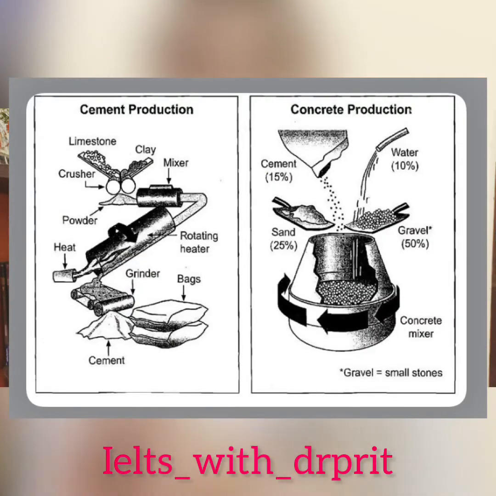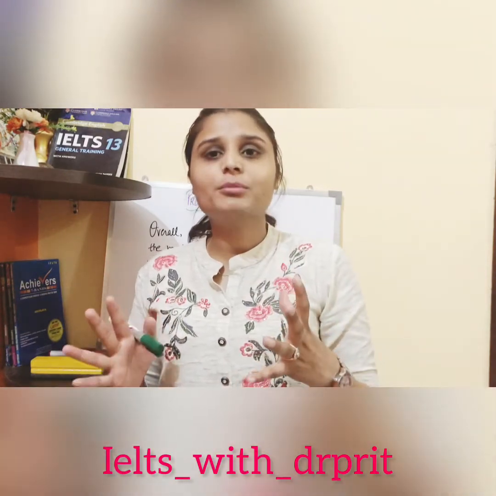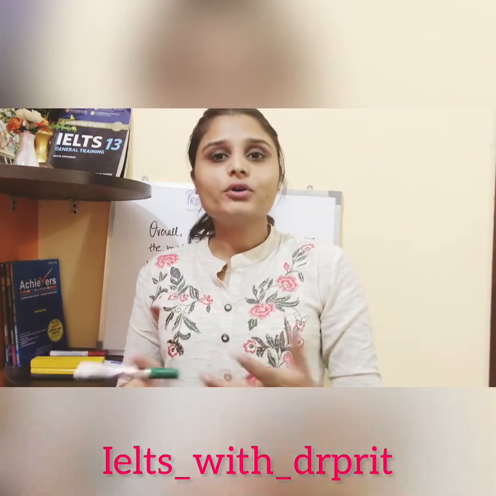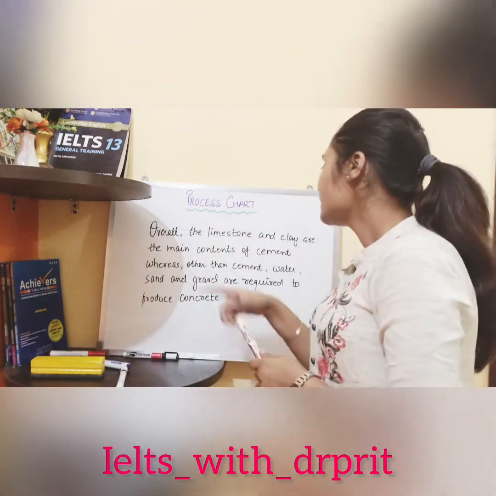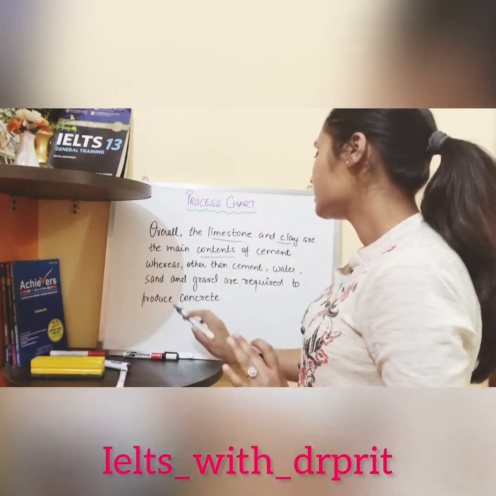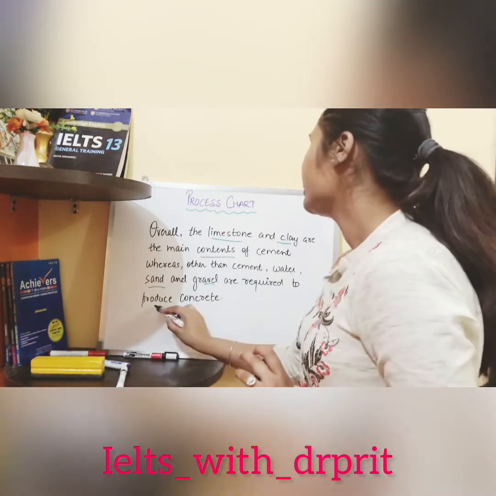In the first diagram, you can see two things are being mixed, limestone and clay. So we will focus on that. Whereas in the second picture you can see four main ingredients. So we will compare these two things in an overall, because in the overall we usually write the most striking point, which can be observed by anyone or which can be focused on at first glance. So our overall would be, overall the limestone and clay are the main contents of cement, whereas other than cement, water, sand and gravel are required to produce concrete.